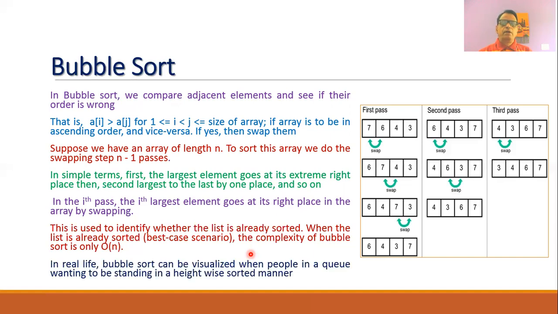So the bubble sort method can be visualized in real life. Say for example, you have a queue of people, and now you ask the people to stand in a queue according to the height. So the first and second person will compare with each other, and accordingly they will shift their position. Then second and third, then third and fourth. So this goes on, and then you will find that it is possible to arrange all people in the queue in increasing height order.